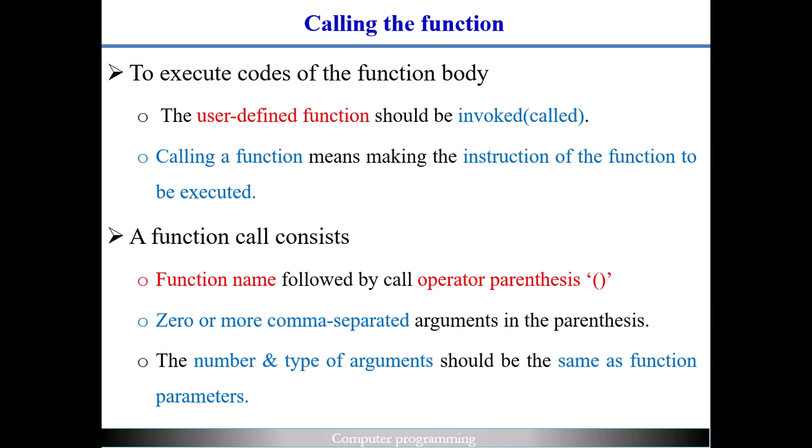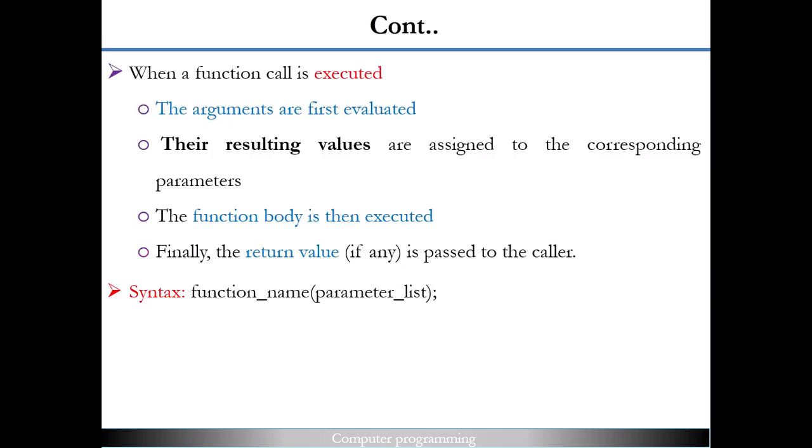The last component of a function is calling the function. To execute the code of the function body, the user-defined function should be invoked or called. Calling a function means causing the function to be executed. A function call consists of the function name followed by the parenthesis operator and zero or more comma-separated arguments in the parentheses, and the number and type of arguments should be the same as the function parameters.